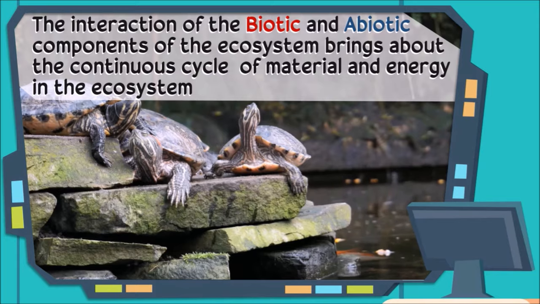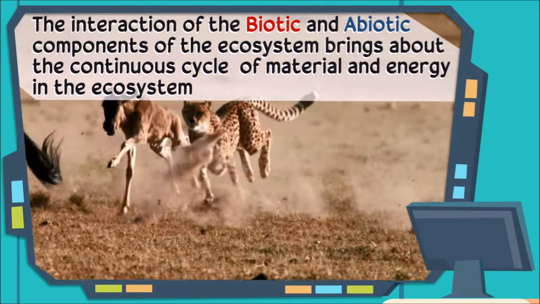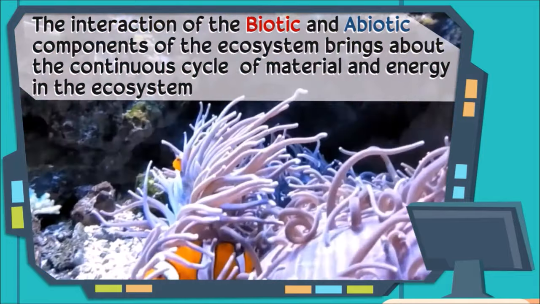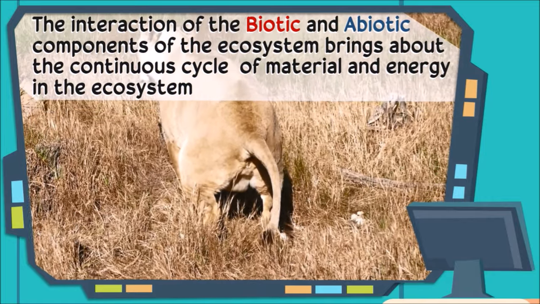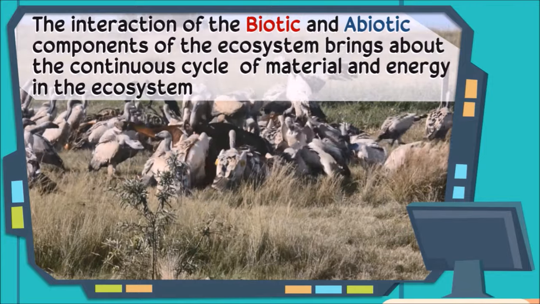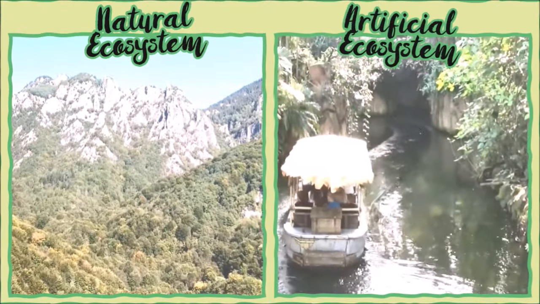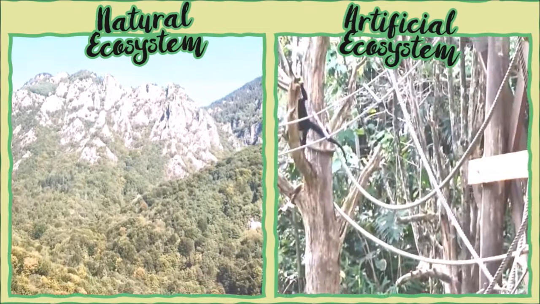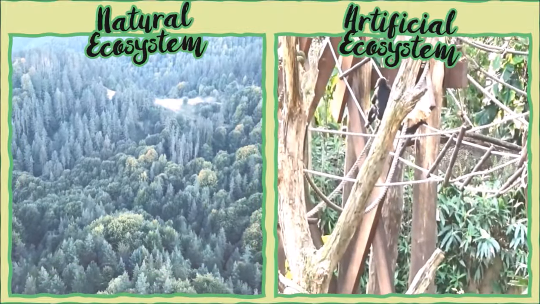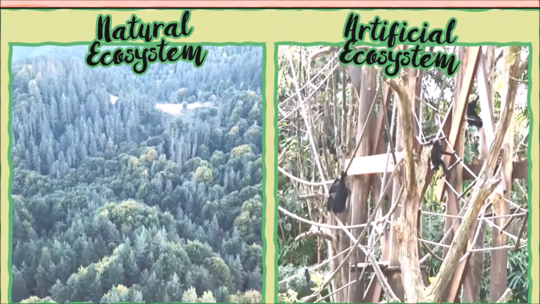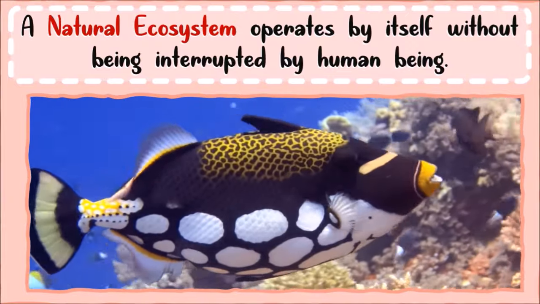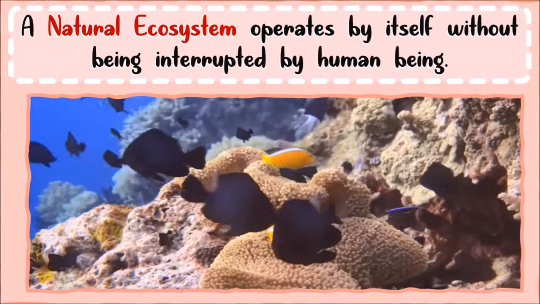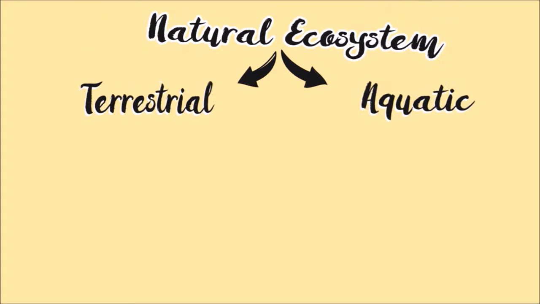The interaction of the biotic and abiotic components of the ecosystem brings about the continuous cycle of materials and energy in the ecosystem. An ecosystem can be natural or artificial. A natural ecosystem operates by itself without being interrupted by human beings. This type of ecosystem can be terrestrial or aquatic.